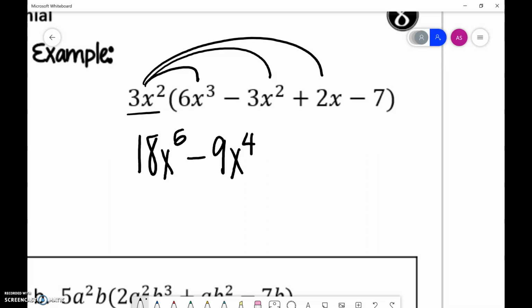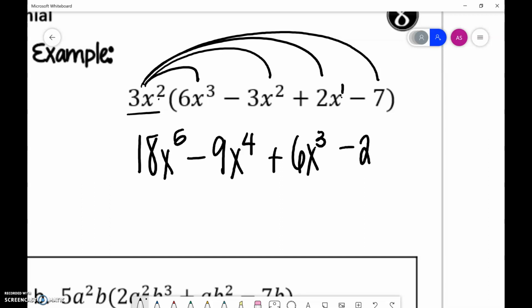Then next, I have 3x squared times 2x. That's going to be 6x to the third. The reason it's 3 is because I have an imaginary 1 here, and I'm looking at 2 plus 1. Then I have 3x squared times negative 7. That's going to be negative 21, and I still keep the x squared because that was on the outside.